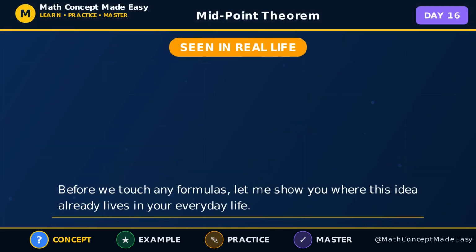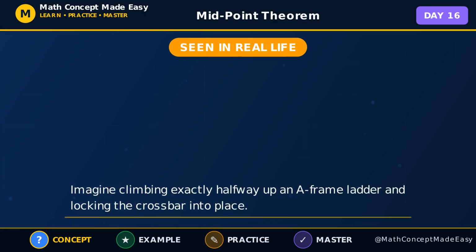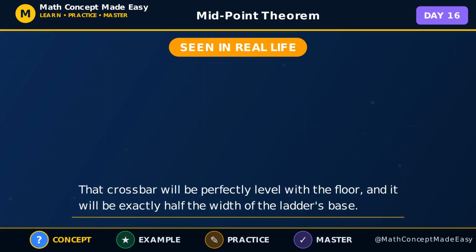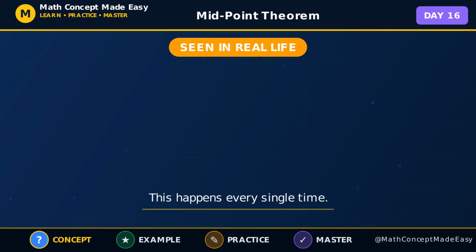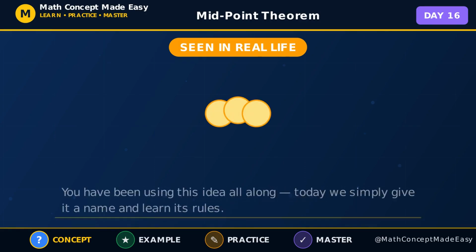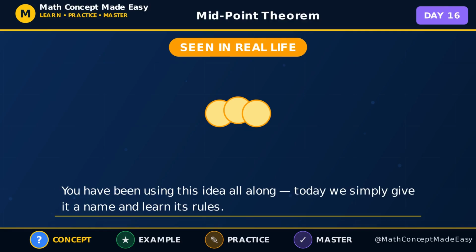Before we touch any formulas, let me show you where this idea already lives in your everyday life. Imagine climbing exactly halfway up an A-frame ladder and locking the crossbar into place. That crossbar will be perfectly level with the floor, and it will be exactly half the width of the ladder's base. This happens every single time. You have been using this idea all along. Today we simply give it a name and learn its rules.